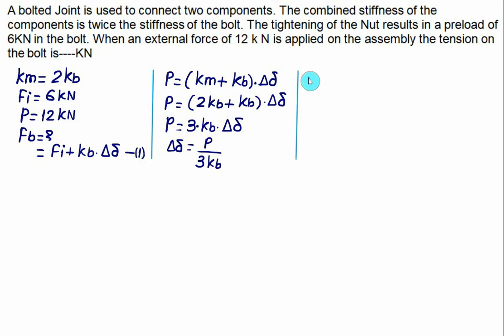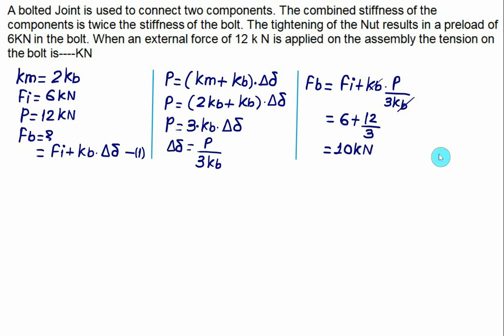The resultant load due to preload and the external load on the bolt is given as Fi plus Kb multiplied by del delta, which is equal to P divided by 3 Kb. Here Kb and Kb will cancel out, and we have given the initial preload equal to 6. So we have 6 plus the external load, which is 12, divided by 3. 12 divided by 3 is 4. 6 plus 4 is equal to 10. So the resultant load on the bolt will come out equal to 10 kN.